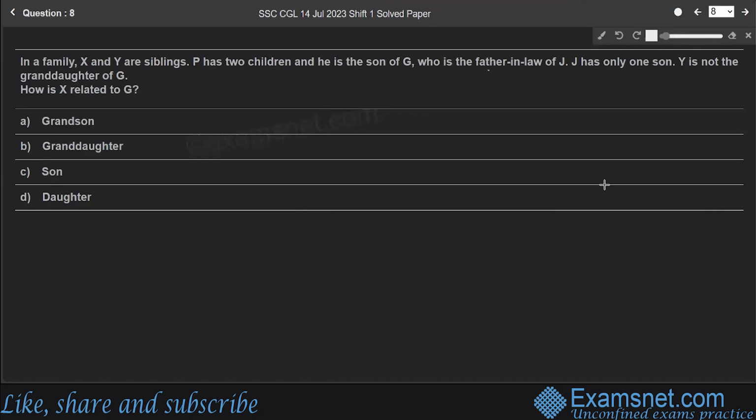Question number 8. In a family, X and Y are siblings. P has 2 children and he is the son of G. Who is the father-in-law of J? J has only one son. Y is not the granddaughter of G. How is X related to G?